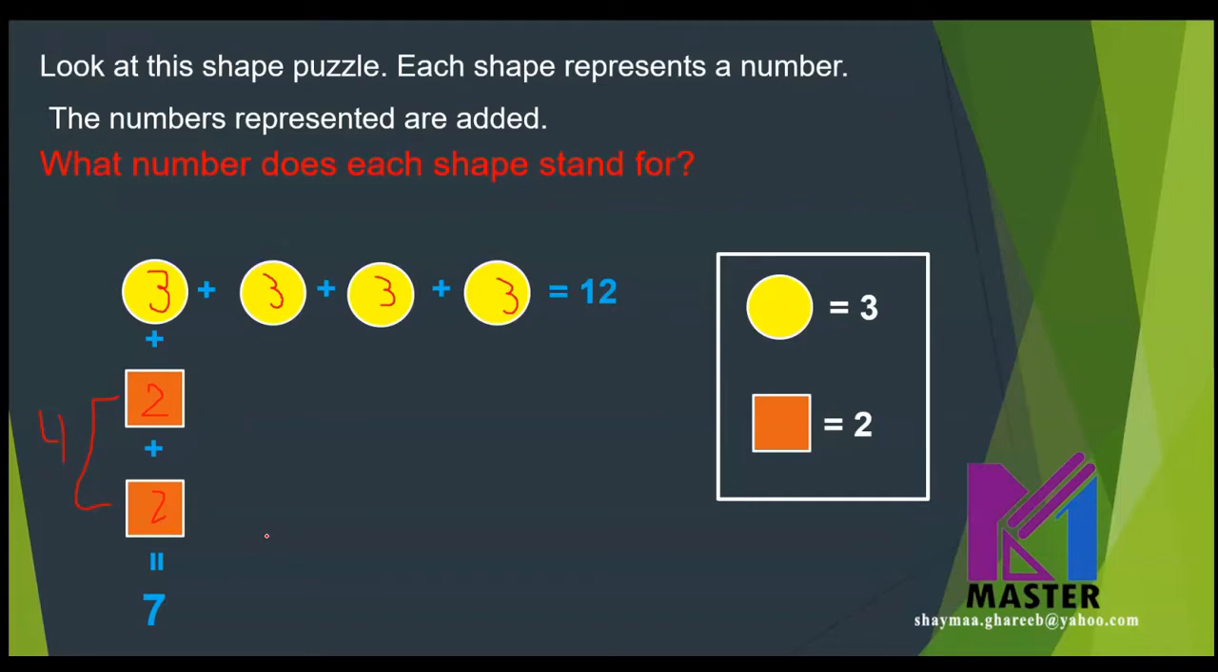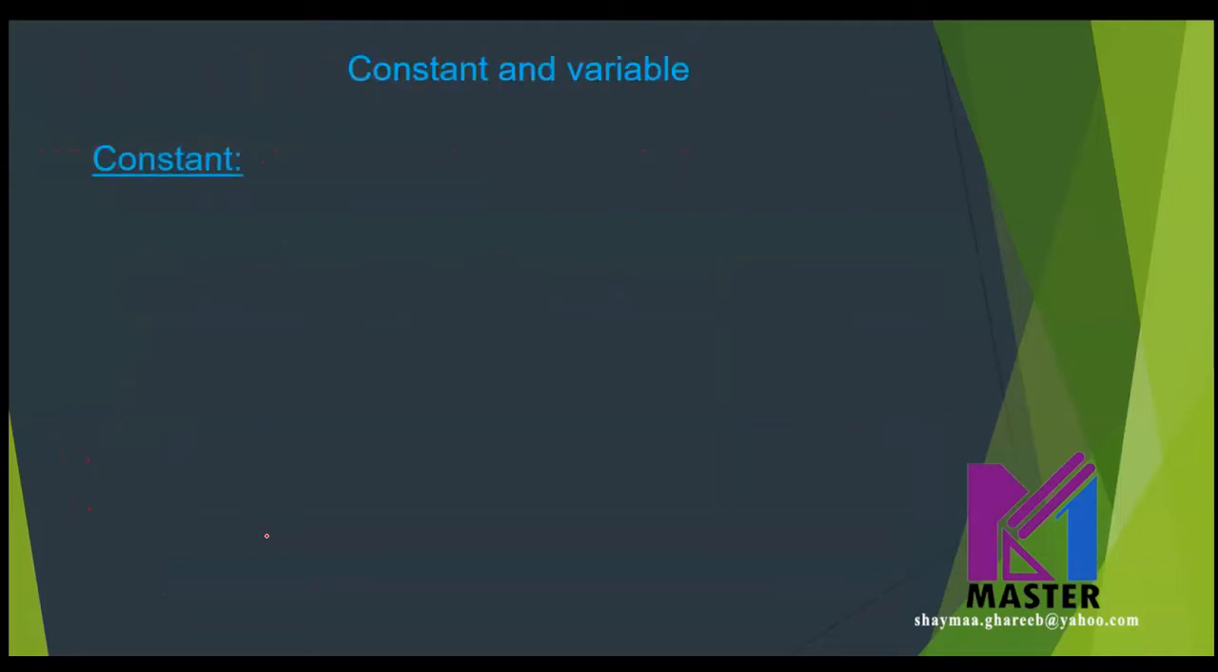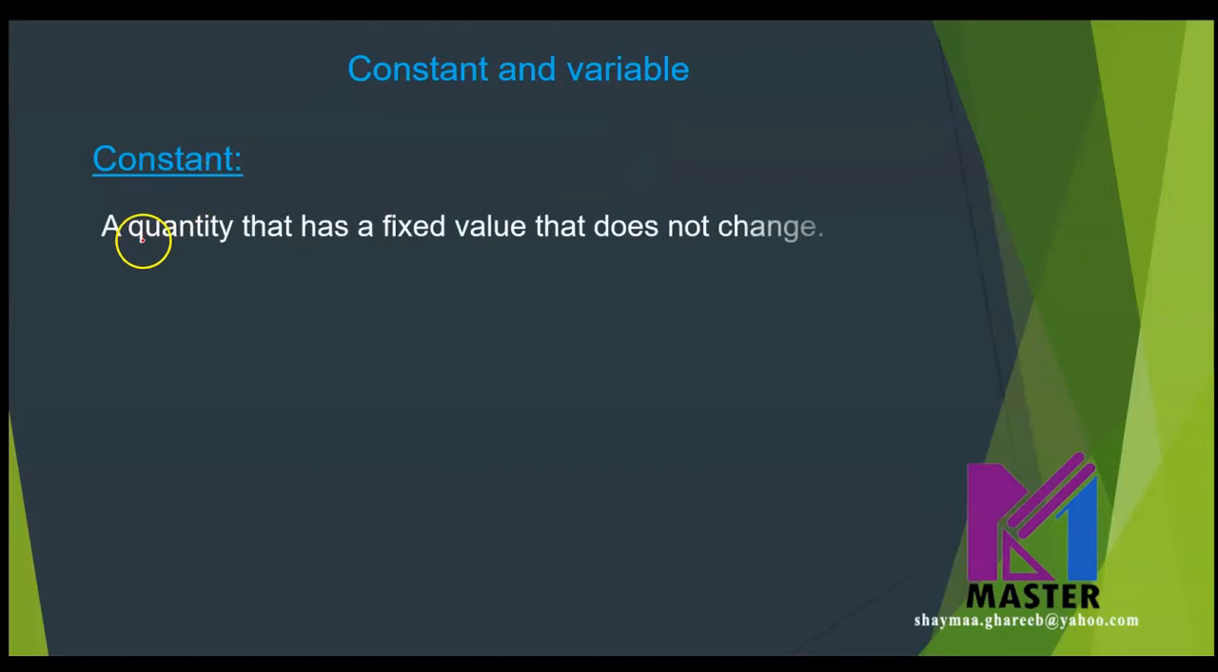Is this clear? Let's see more about our lesson. As we said, our lesson today is about constants and variables. What is the meaning of constant? A quantity that has a fixed value that does not change. What does this mean? It means that the constant is a very clear number. It could be any number, 3, 4, 5, but when I see it, I see a number.